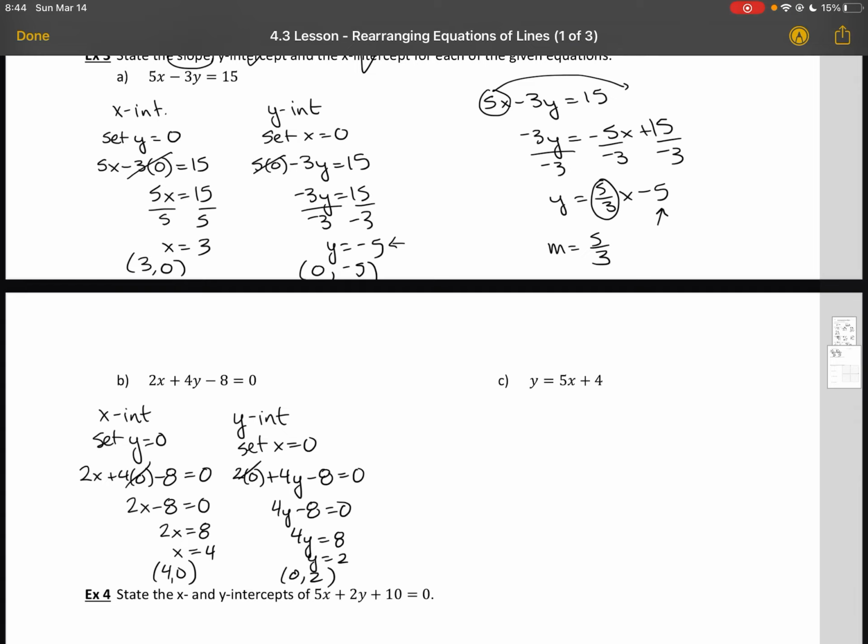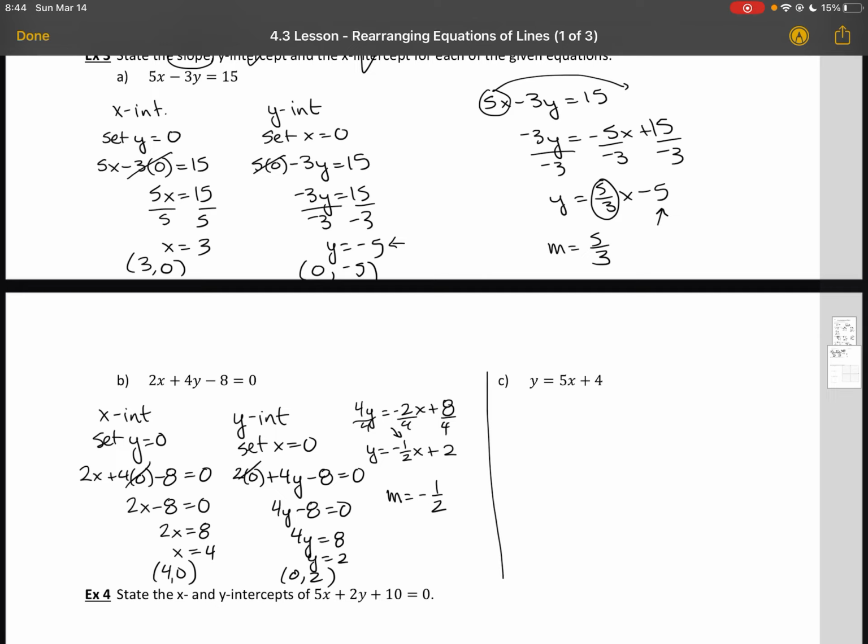And finally, I need to rearrange it into slope y-intercept form to be able to identify the slope. So moving everything over to the right and then dividing everything by 4 gives me y equals minus 1/2 x plus 2. I reduced the fraction here. So now I can identify my slope as m equals minus 1/2.